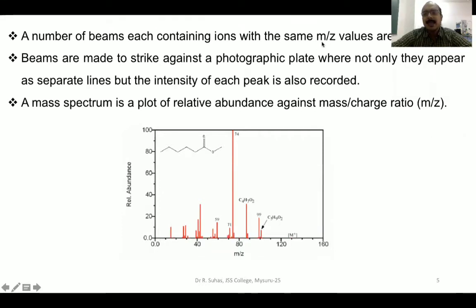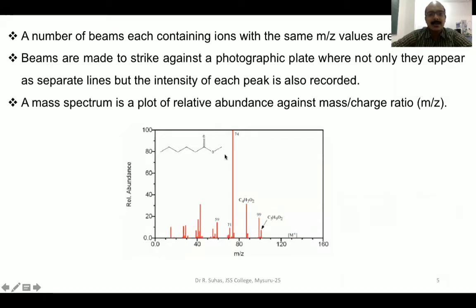Here M by Z, M is the mass, Z is the charge. So M by Z is the mass to charge ratio, and different peaks will be obtained. These beams are made to strike against a photographic plate where not only they appear as separate lines, but the intensity of each peak is also recorded. This is a typical mass spectrum.